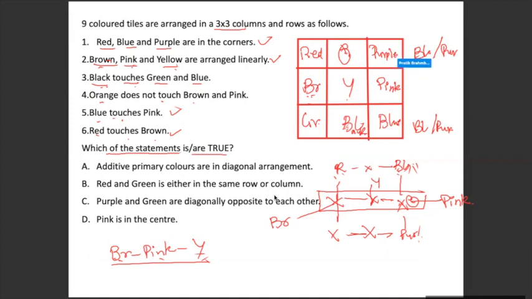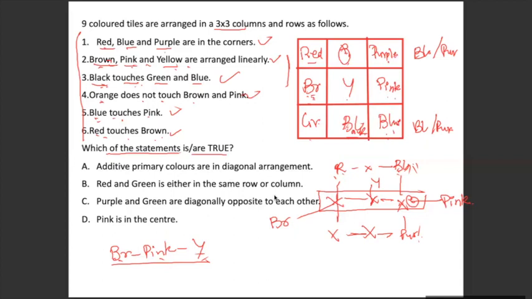Now with this organization, if I just read all the statements one by one and check if all 6 are getting satisfied, it will be correct. Red, blue and purple are on the corners. Brown, pink, yellow are arranged linearly. Black touches green and blue. Black, which is here, touches green and blue. Orange does not touch brown and pink. Orange is not touching brown and pink here. And blue touches pink. Blue is touching pink. And red is touching brown. That is also getting satisfied. So by this condition, all 6 things are satisfied, which means I've reached somewhere the correct arrangement.